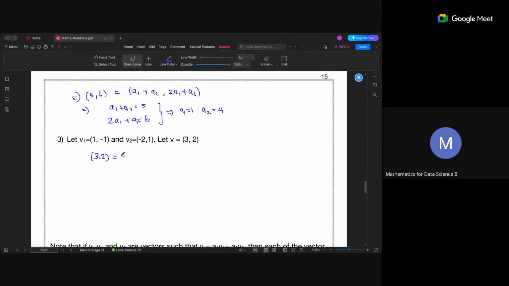Again, I leave it as an exercise. You all complete it and tell me the values of a1 and a2. First of all, do they exist? If they exist, what is the answer?